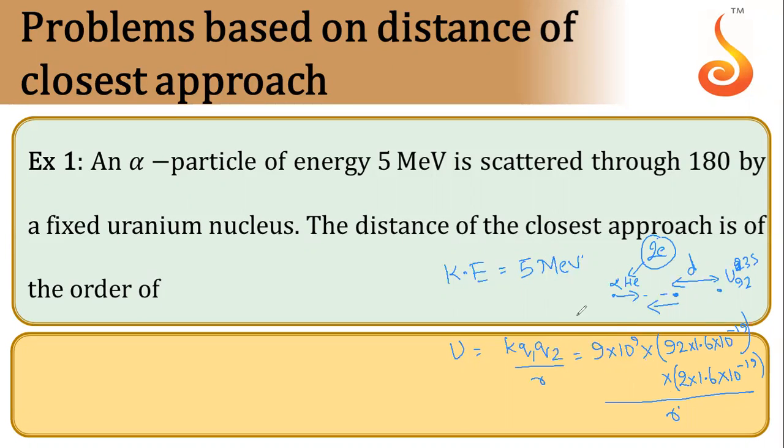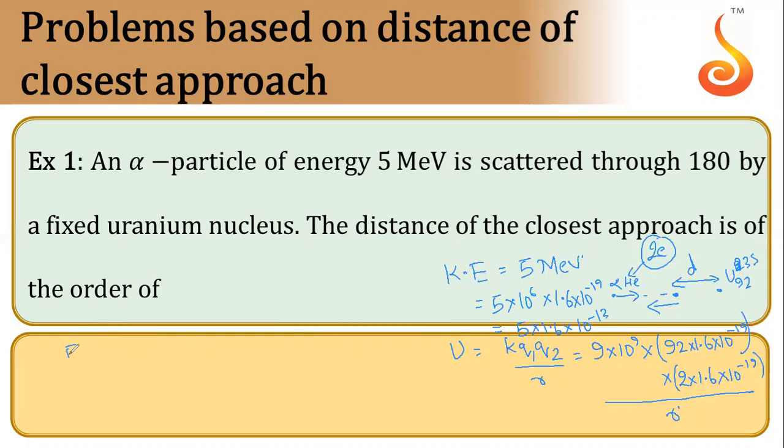So now we have to equate these two terms. But this is in mega electron volt, so we have to convert it into joules. So 1 electron volt you have to convert by multiplying 10 raised to power minus 19. So the kinetic energy is 5 into 1.6 into 10 raised to power minus 13. Now we have to equate both these two terms.